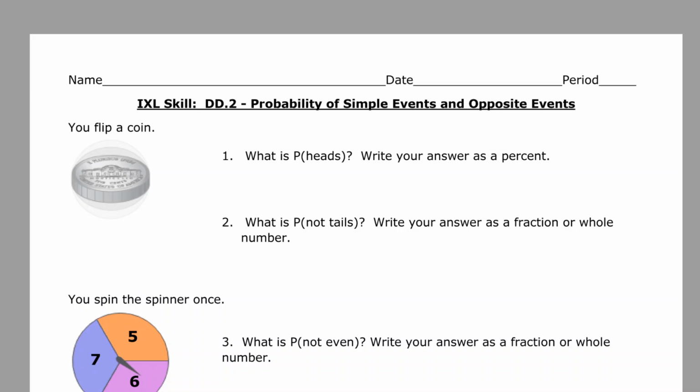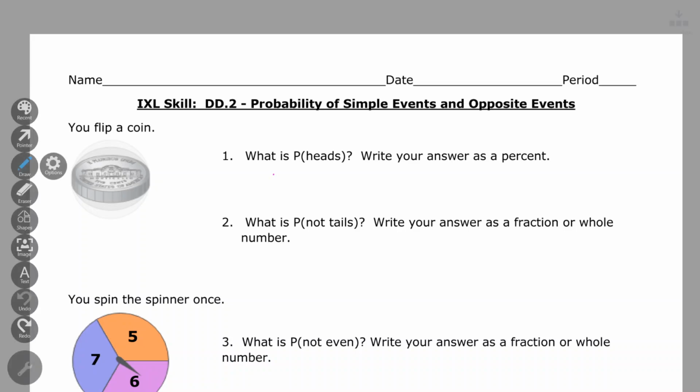Now, what you want to do is put the favorable over the total. The favorable means how many heads are on the coin, and there is one side that has heads. How many sides of the coin are there? There are two sides of the coin. So now that is 1/2. But remember, it says write your answer as a percent. So we need to change 1/2 to a percent.